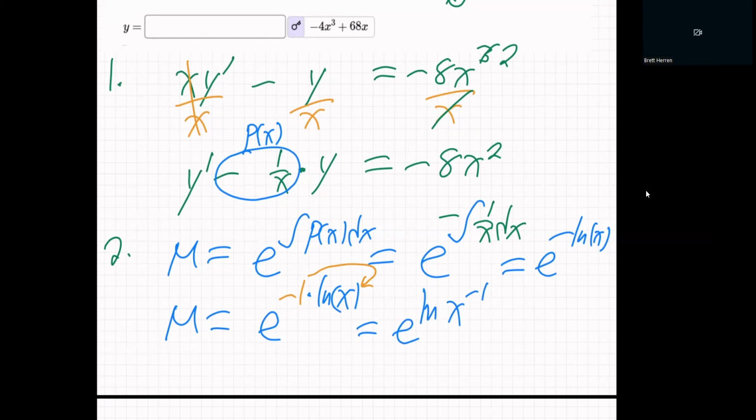And why is that so great? Because now that the e and the natural log are right up against each other, they cancel. And so that is just x to the minus 1. So our integrating factor mu, after all that, is just x to the minus 1. Simplified quite a bit. Okay, now that's step two.